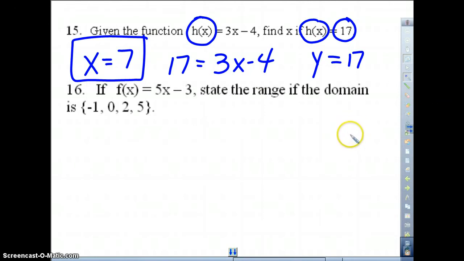Okay, I'm going to pick up with number 16 at the end of the day. So any of you guys joining me for tutoring after school, we're going to start with number 16. Will you remind me of that? Yeah. All right.